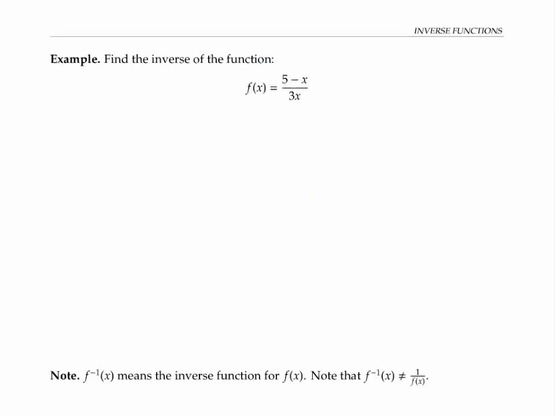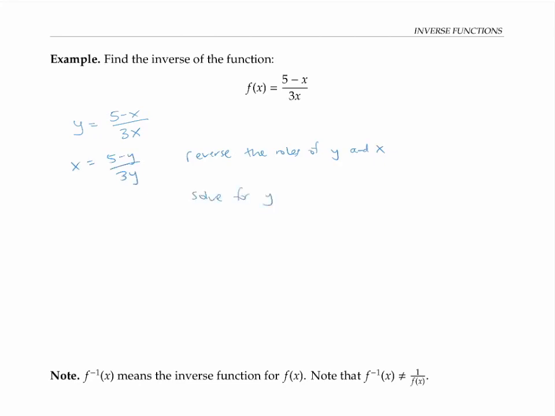It'd be nice to have a more systematic way of finding inverses of functions besides guessing and checking. One method uses the fact that inverses reverse the roles of y and x. So if we want to find the inverse of the function f of x equals (5 minus x) over 3x, we can write it as y equals (5 minus x) over 3x. Reverse the roles of y and x to get x equals (5 minus y) over 3y, and then solve for y.